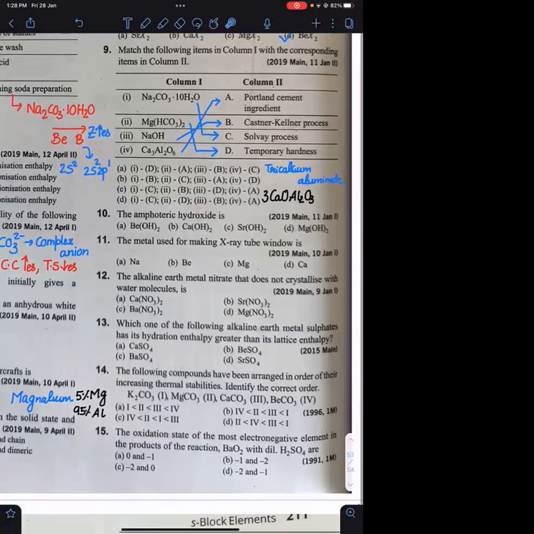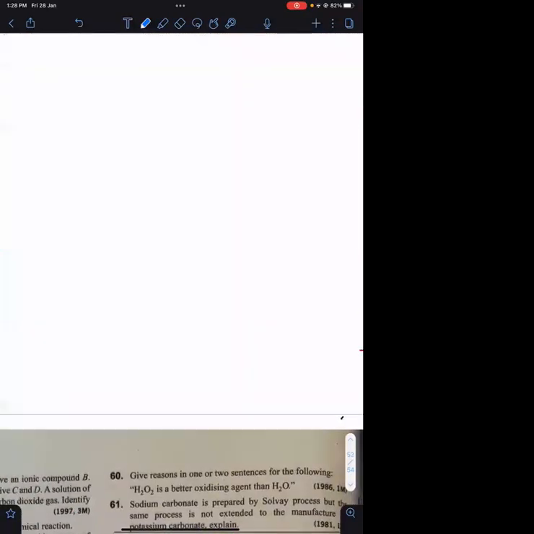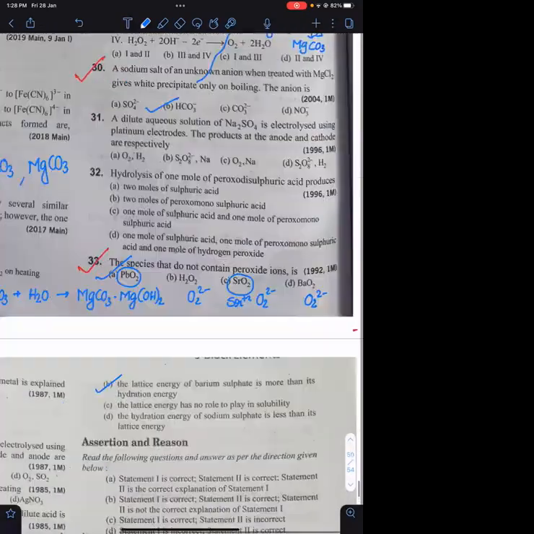10th, the amphoteric hydroxide is A. Okay. Can anyone tell me the reactions of Be(OH)2 with HCl as well as NaOH? दोनों के केस में आपको what do you get? You'll be getting a complex, [Be(OH)4]2-. Remember? Be(OH)2 with acid as well as base.